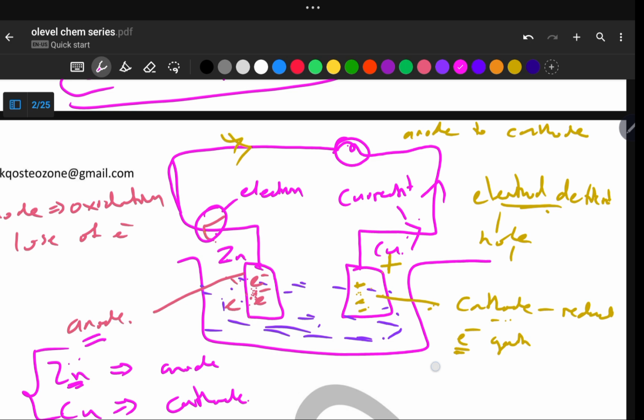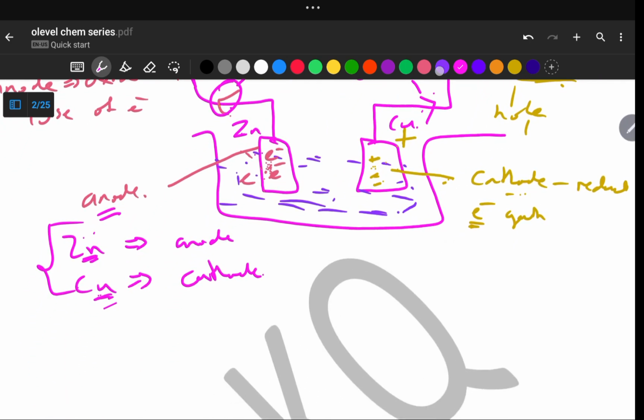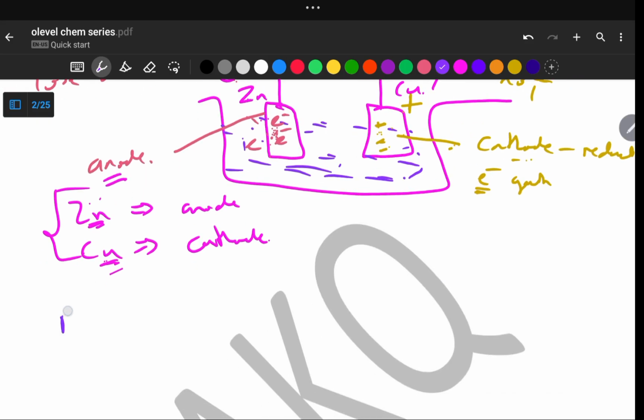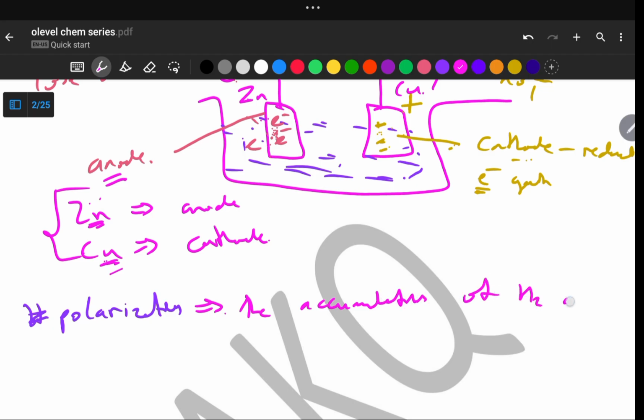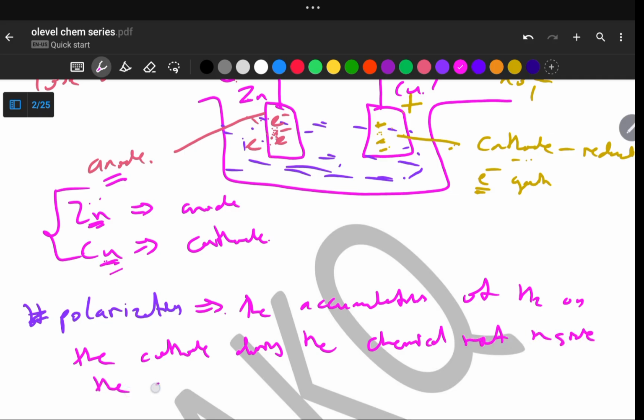Are we together, guys? So we also have another issue of interest, which is called the polarization. Polarization, right? So polarization is defined as the accumulation of a hydrogen gas on the cathode during the chemical reaction inside the cell or the simple cell.